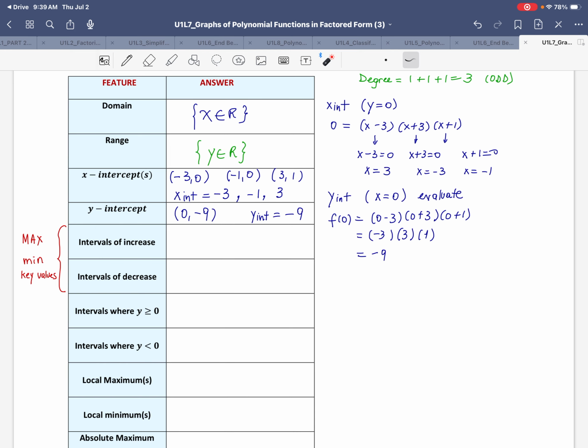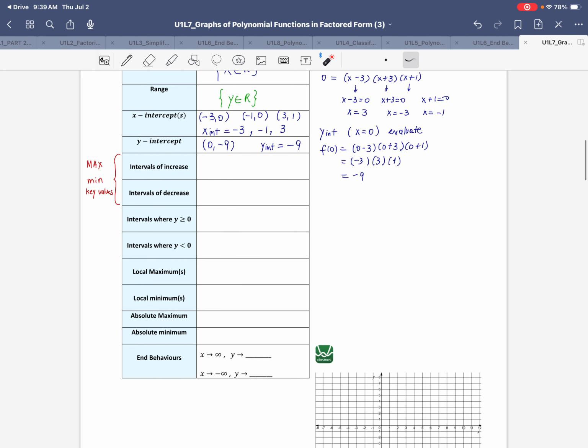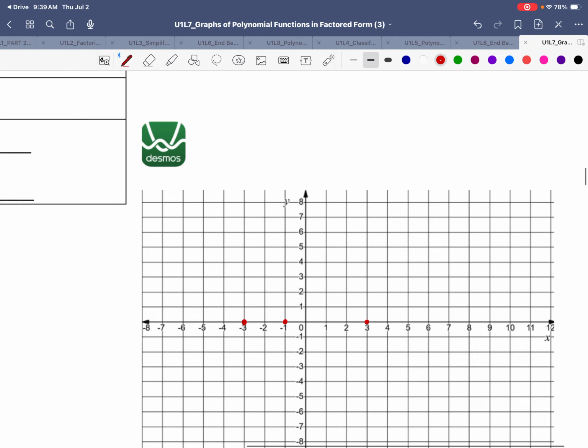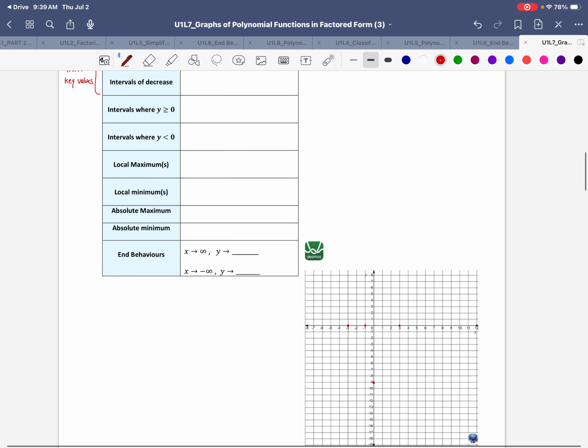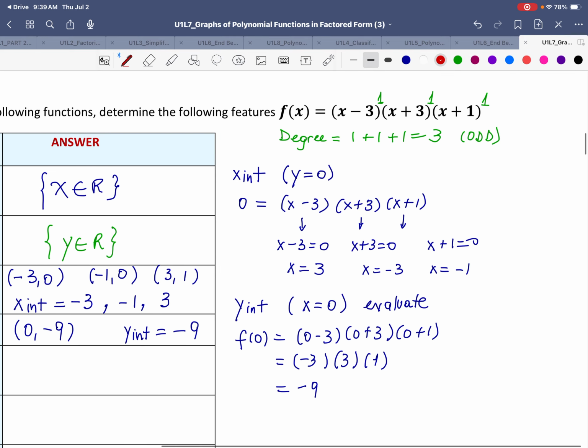So I think it's time for us to plot on the graph all the numbers that we have determined so far. We do have the x-intercepts, which are at -3, -1, and +3. So here is the x-intercept of -3, -1, and then +3. We have also determined the y-intercept, which is at -9. We know that the degree of the polynomial function is odd, and if we want to start sketching the graph, we need to consider the leading coefficient as well.